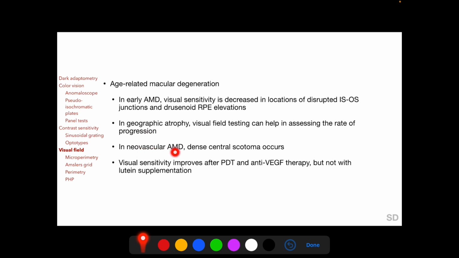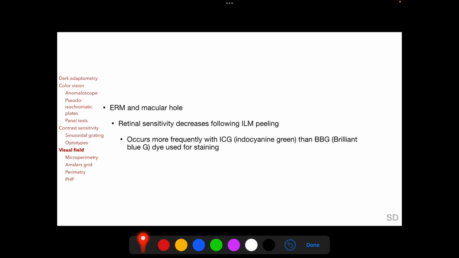In neovascular AMD, a dense central scotoma usually occurs, and visual sensitivity often improves after PDT and anti-VEGF therapy, but has not been found with lutein supplementation. Retinal sensitivity has been found to decrease following internal limiting membrane peeling during vitreoretinal surgery, and this occurs more frequently when indocyanine green is used as compared to use of brilliant blue G dye for staining the internal limiting membrane.